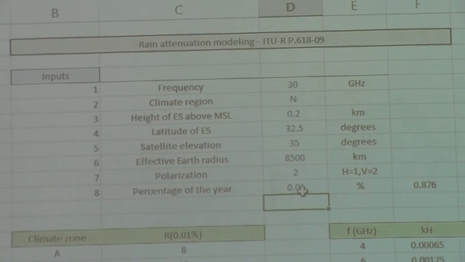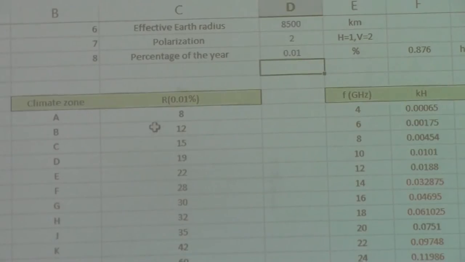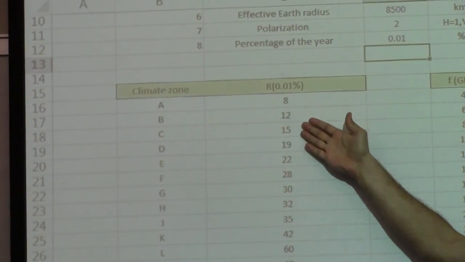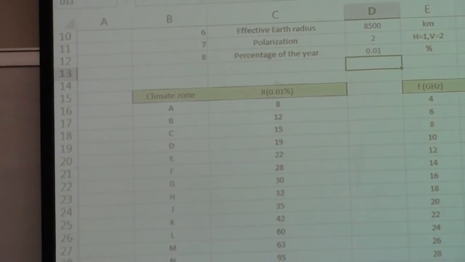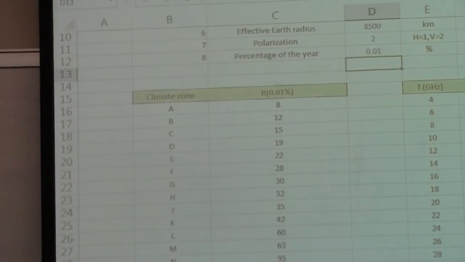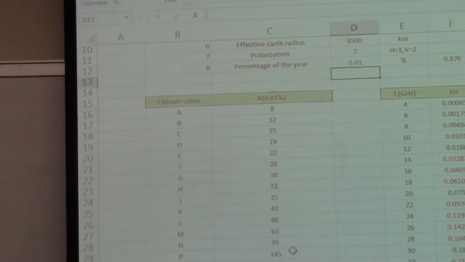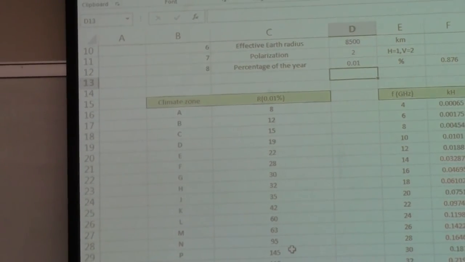Now, what is part of this spreadsheet? Here you have your climate zones, and these are the rain rates at this threshold that we do all our calculations at, 0.01%. These are the rain rates. Remember, there are 50 climate zones throughout this entire globe. We here are in the zone of N, or close between N and N. And so that's the first piece of data that we need.